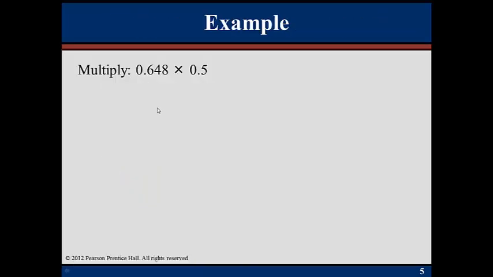All right, another example, 0.648 times 0.5. So again, let's multiply. So first start with 8 times 5. And you should have 8240, and then go ahead and continue with the 0. So 0 times every number, and then add.